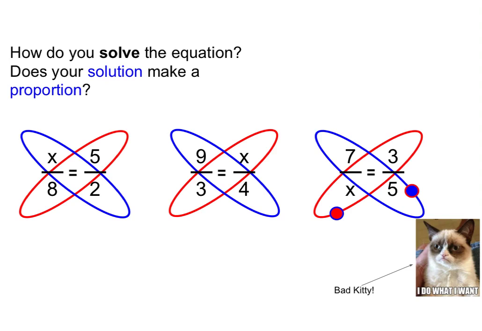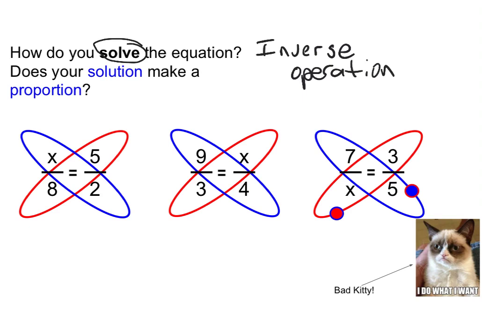So we know we're going to write an equation. How do we solve the equation? Again, the key to solving equations is inverse or opposite operations. And I want you to look for a pattern in how we solve it. Now, does our solution make a proportion?